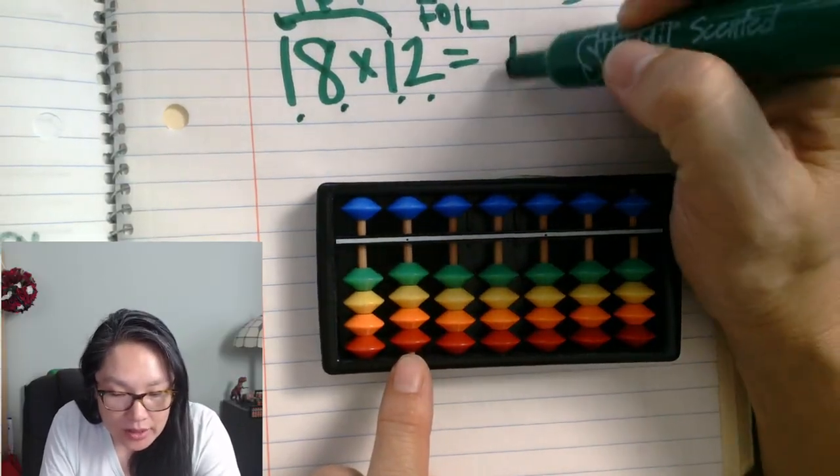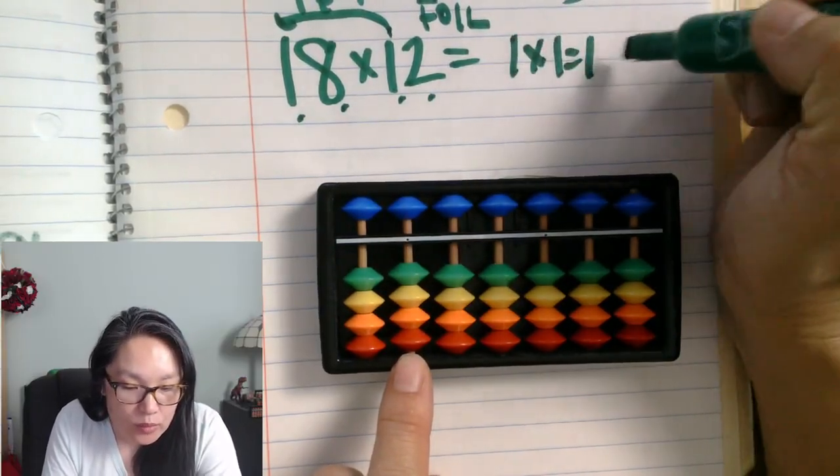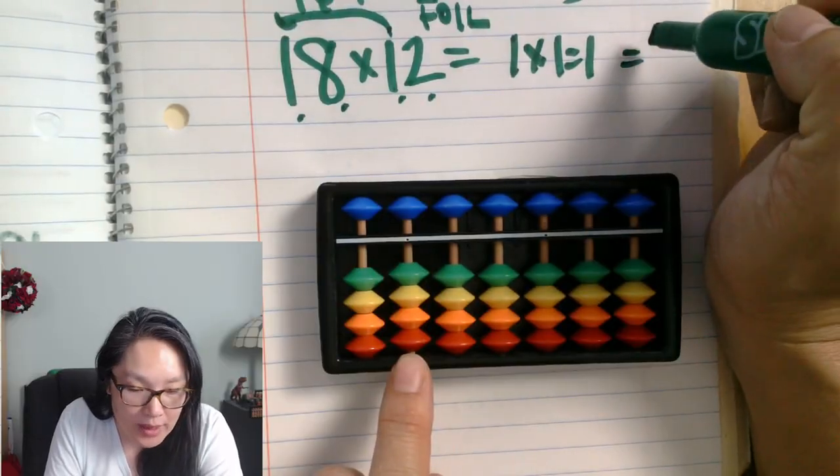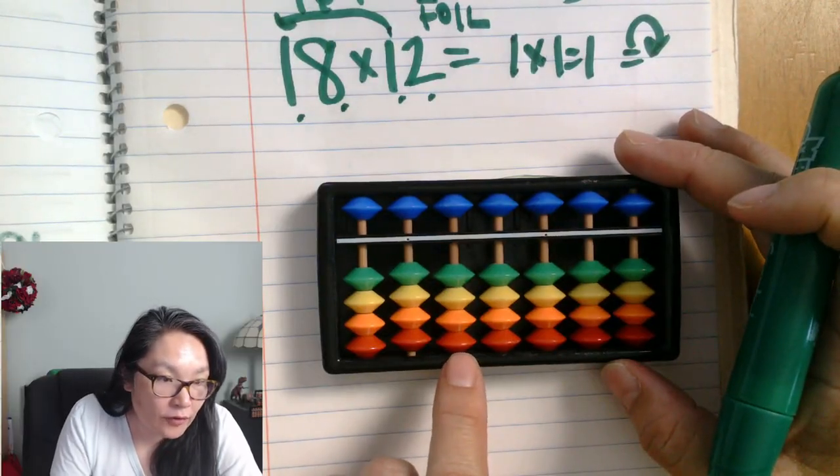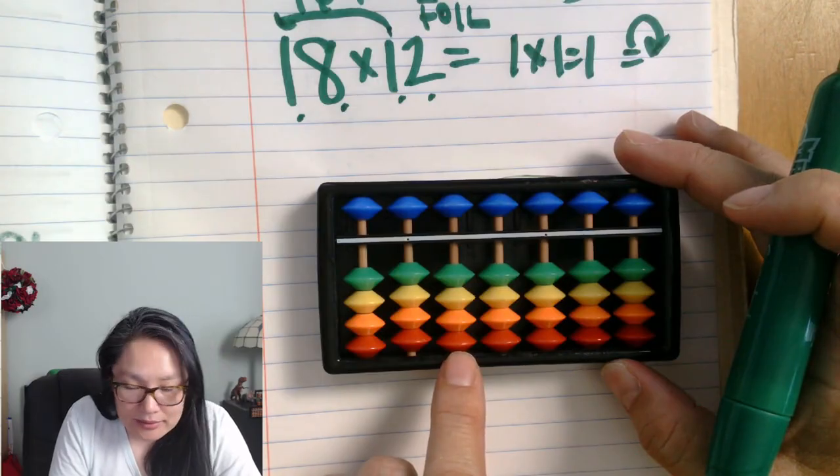Right? Oh, sorry. 1 times 1 is equal to 1. 1 is a single digit, so you go back 1 column. So I go back 1 column, I add my 1. First, outside, inside, last.